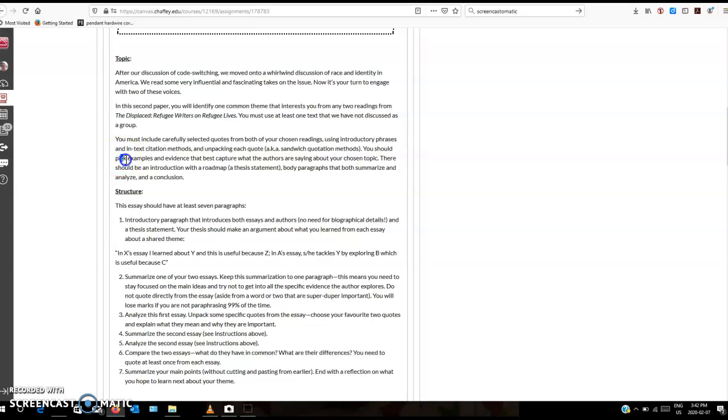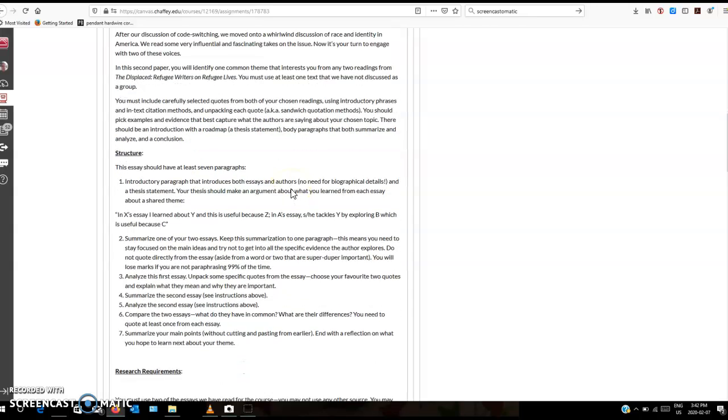And you should pick careful examples and evidence from both essays that help you make your argument, help you compare and contrast these things. Okay, it should be a strong thesis statement and body paragraphs that both summarize and analyze, right? And I'll talk about that in a second. That's what we're practicing a lot with this essay: summarizing and analyzing and bringing together 2 different takes on the same topic and seeing what we can do with that in an essay.